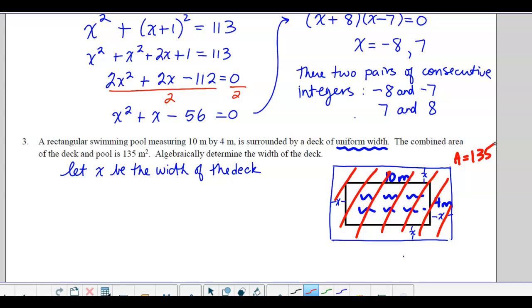So if you take a look, we know from here to here is 10. This part's x and this part is x. So this really has dimensions 10 plus 2x. Here, we know this is 4, and this part's x, and this part's x. So this is going to be 4 plus 2x. So now we have our dimensions of the entire thing. So that's going to be our equation.